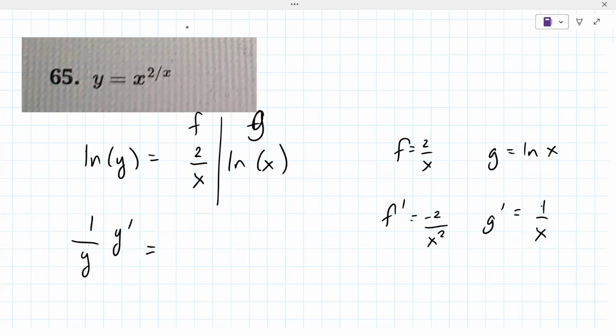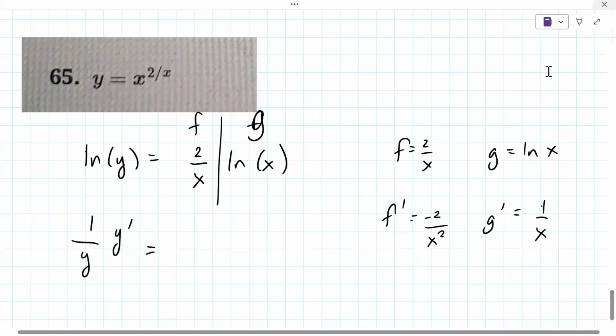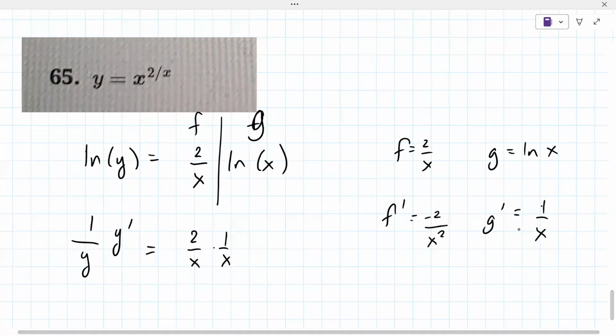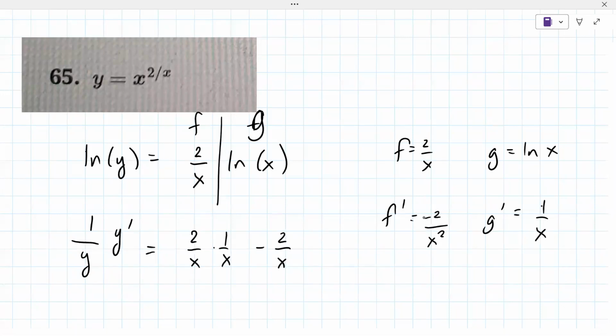Then it's the product rule, right? It's just multiplying the ones diagonally. So 2 over x times 1 over x, f g prime, plus, but it's really a minus because of that there. So minus 2 over x squared, natural log of x.